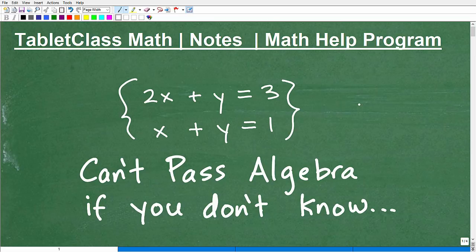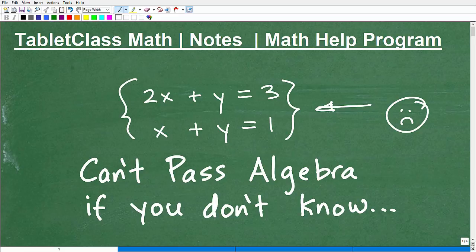Okay, so if you don't know what this is, then you're going to have a difficult time passing algebra. And if you do know what this is, but you don't really know how to solve it, you're also going to have a difficult time passing algebra. Okay, but no need to be sad about this. If you're saying, oh boy, I don't know what this is, I don't know how to solve this, I'm going to get an F in algebra. No, that does not have to be the case at all.